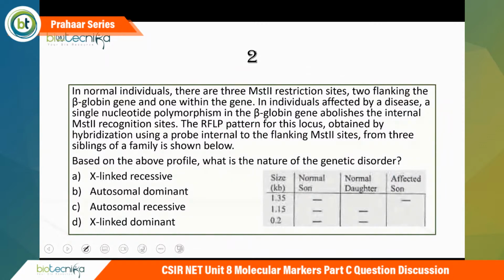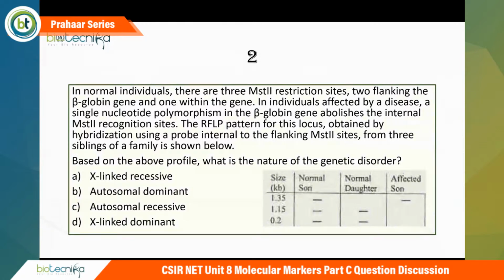So in normal individuals, there are 3 MST2 restriction sites, 2 flanking the beta globin gene and 1 within the gene. If individuals are affected by a disease and a single nucleotide polymorphism in the beta globin gene abolishes the internal MST2 recognition site, the RFLP pattern for this locus, obtained by hybridization using a probe internal to the flanking MST2 sites from 3 siblings of the family, is shown below in the table. Based on the above profile, what is the nature of the genetic disorder?